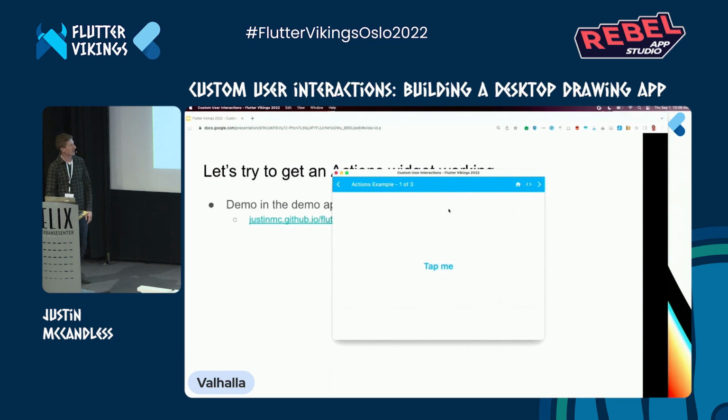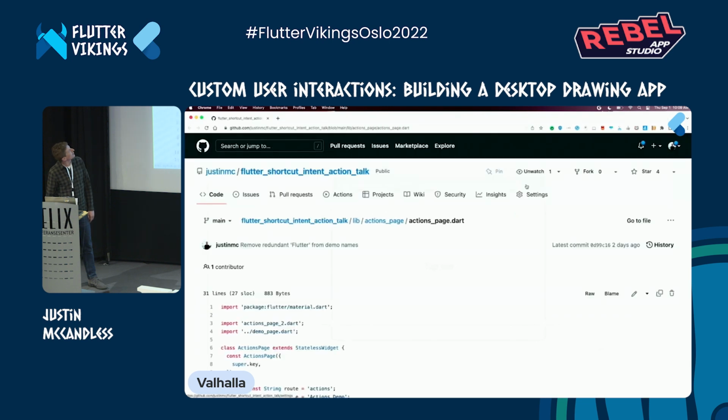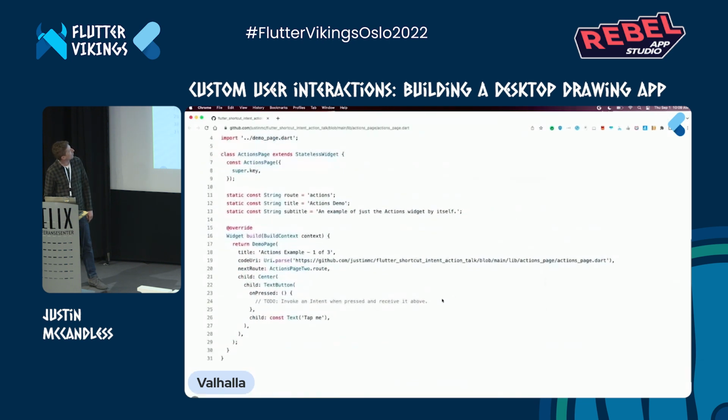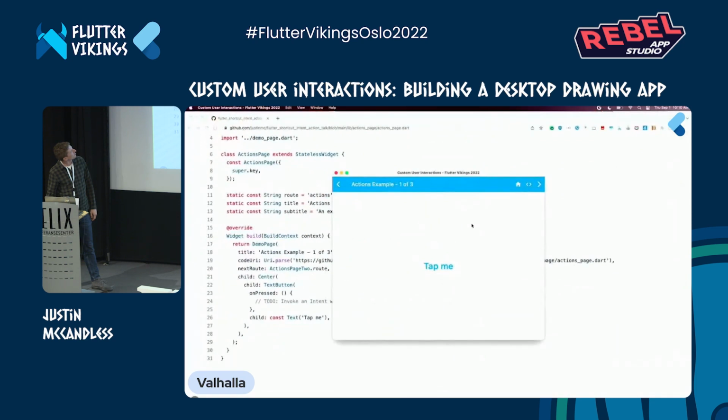I've just got a button in the middle of the screen, and I'm going to look at the source code here. All I've got is just a text button in the middle of the screen. And what I want to do to demonstrate this is invoke an action, or rather invoke an intent, in the onPressed handler. And then I want to add an actions widget up above that will receive that intent. All right, so let's move on to that step here.